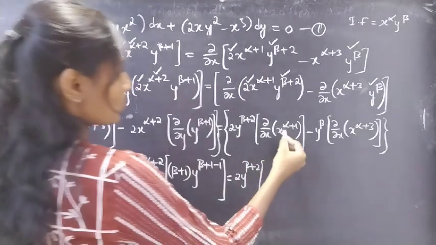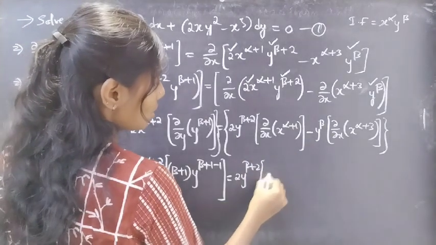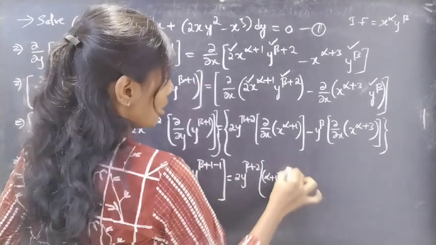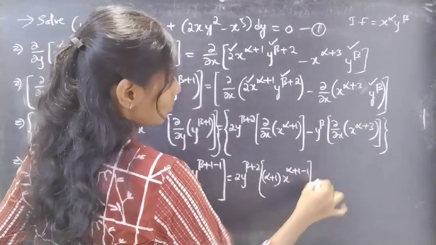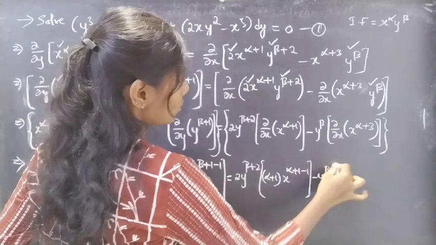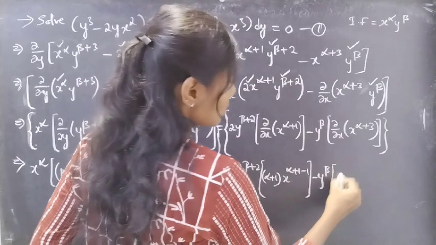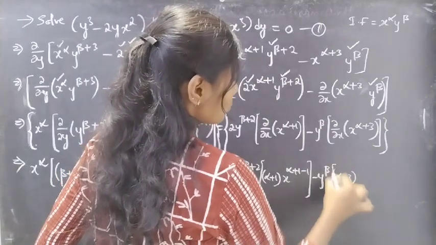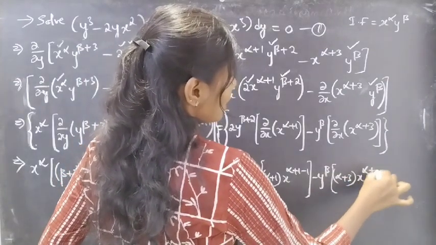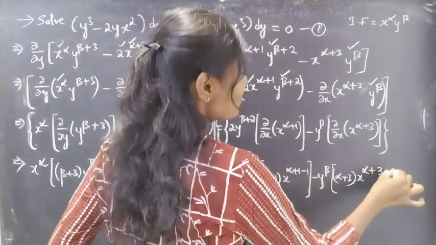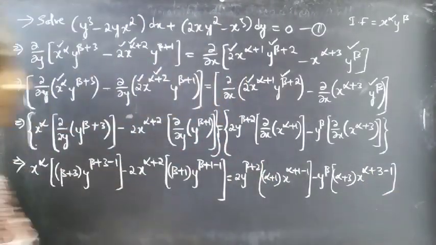the partial derivative of x^(α+1) with respect to x, which is (α+1) x^(α+1−1), minus y^β into the partial derivative of x^(α+3), which is (α+3) into x to the power α+3−1.